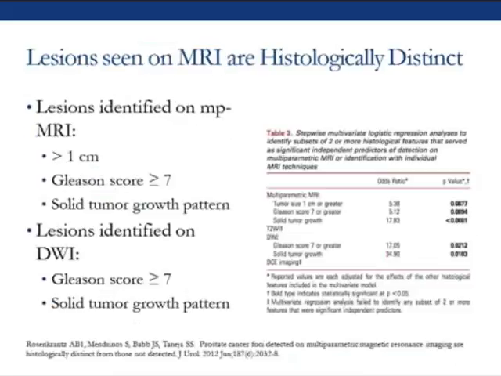And then what about the lesions that we do see on MR? Are they different? This is a study from NYU that looked at about 49 patients, looking at the pre-op MRI and then the post-operative histopathology. What they found was that lesions you see on MRI tend to be larger, tend to have a Gleason score greater than 7, and have a solid tumor growth pattern. So essentially, we may be identifying lesions on MR that are clinically significant, and we're missing those indolent Gleason 6 cancers.